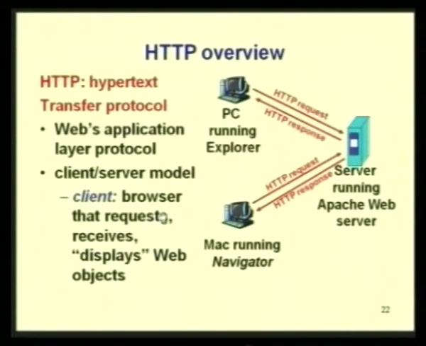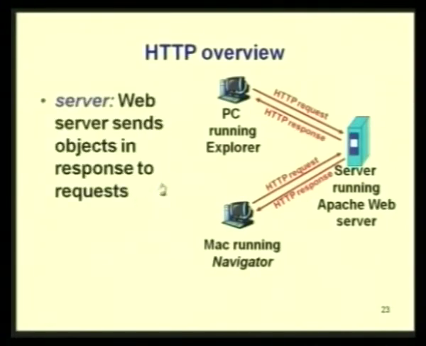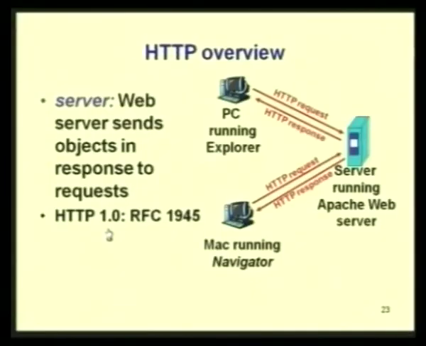So, the client is the browser that requests, receives and displays the web object. The server is the web server which sends the objects in response to the requests. So, this is what we have in the HTTP protocol. When we talk of HTTP, there are different versions available. We talk of HTTP 1.0, which is proposed in the standard RFC 1945. Then this has been followed up by HTTP 1.1, which has appeared in RFC 2068. So, these are the standards that are used for this HTTP protocol.